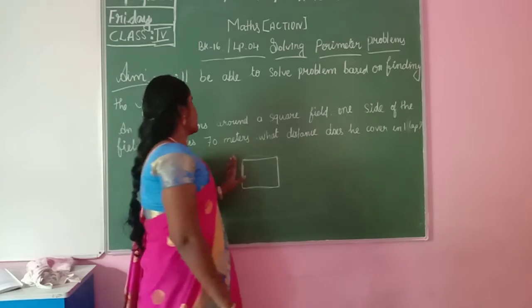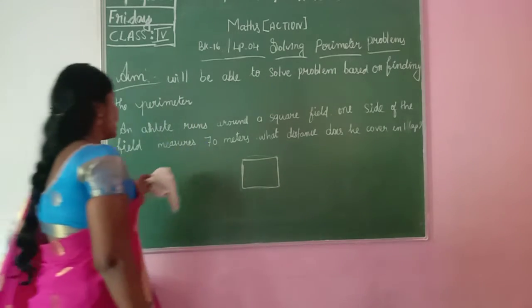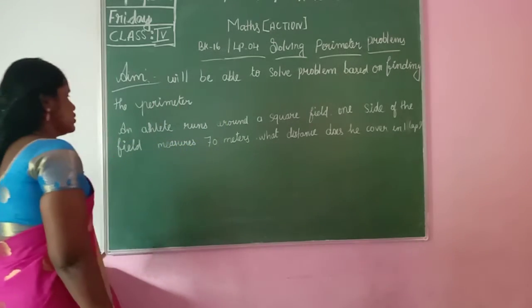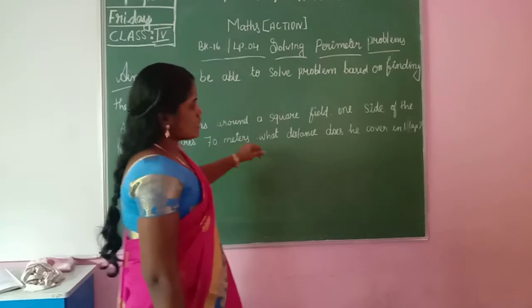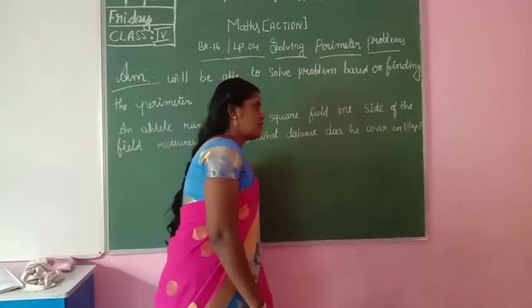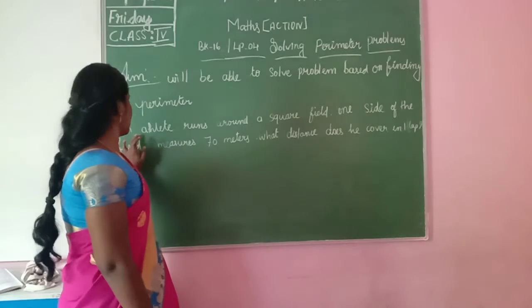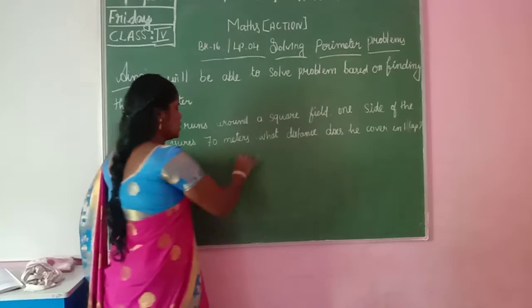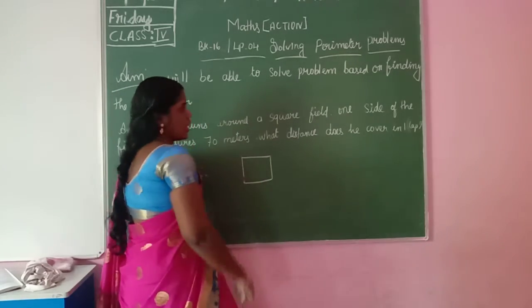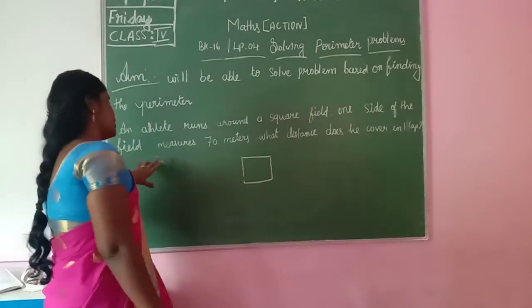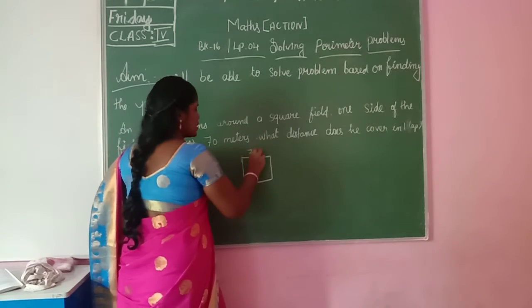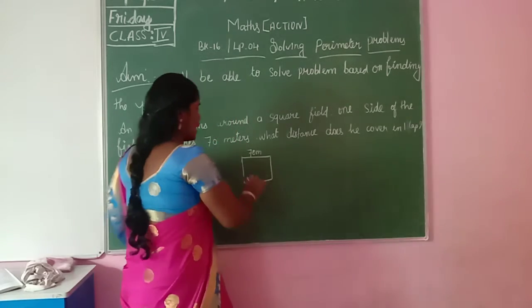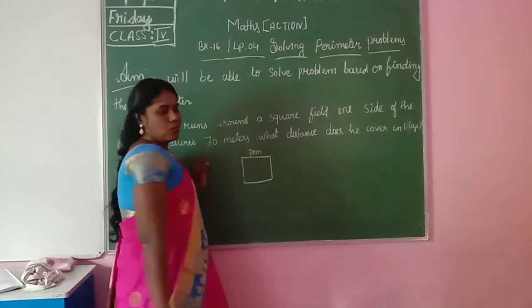Today we need to read the story: an athlete runs around a square field. One side of the field measured 70 meters. What distance does he cover in one lap? Again I am going to read. An athlete ran around a square field. The field is square, and one side of the field measured 70 meters. What distance does he cover in one lap? One lap means one full round.